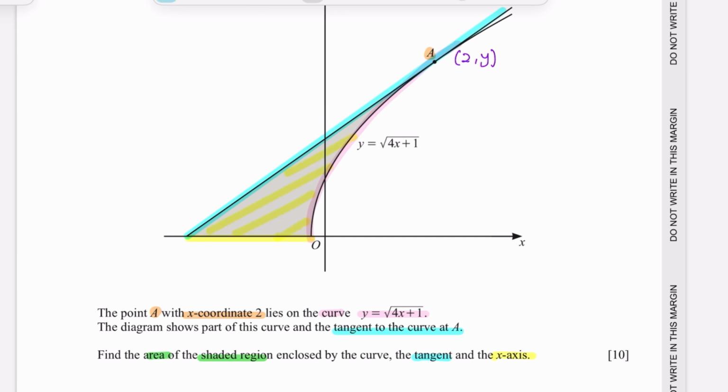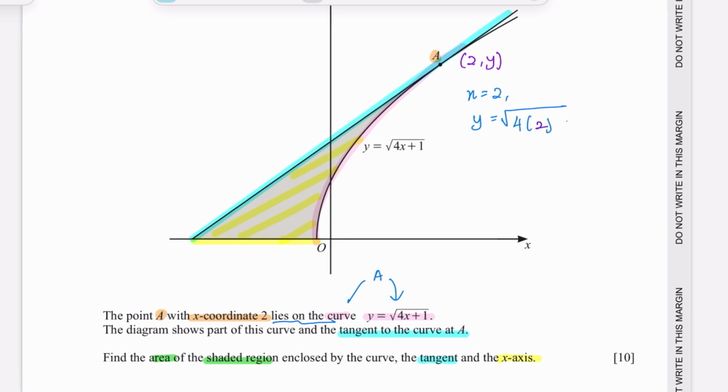Step 1, when they say A lies on the curve, it means that A will obey the curve equation. And we know that x is equal to 2. So to find y, we just substitute it in the curve equation. For x, we substitute 2: square root of 4 times 2 plus 1. Simplify this: 4 times 2 is 8, plus 1, and this one is 9. Square root of 9, y will be equal to 3. So here we know it's going to be 3.